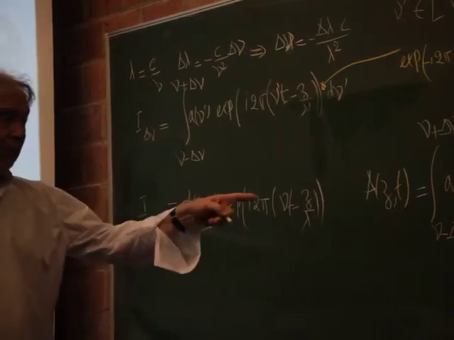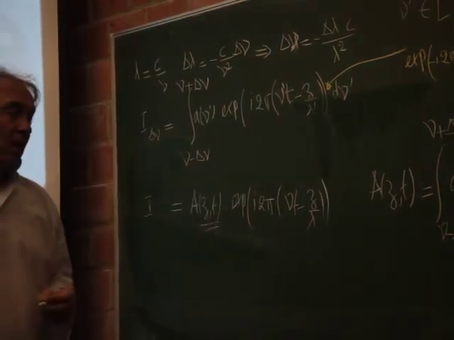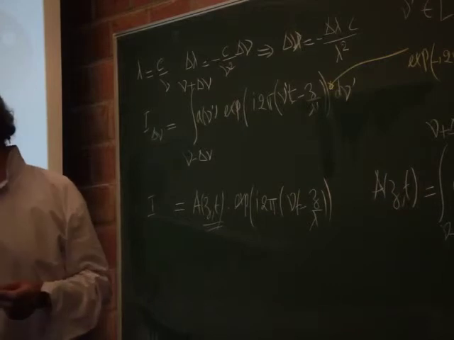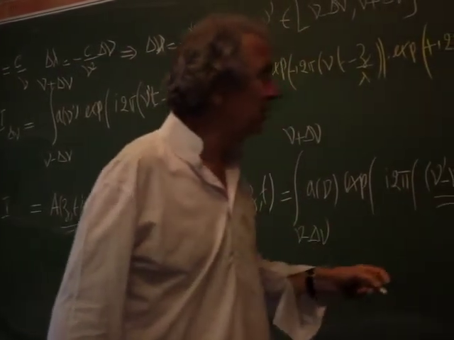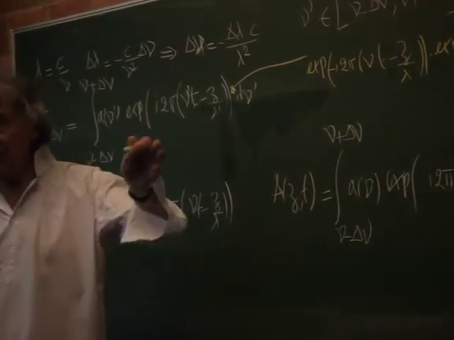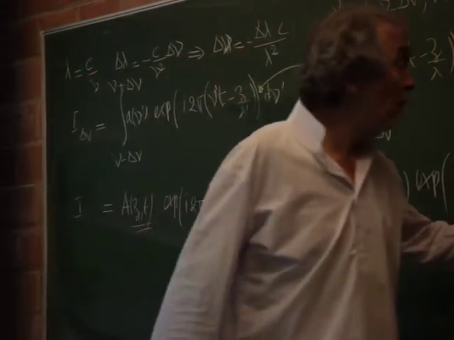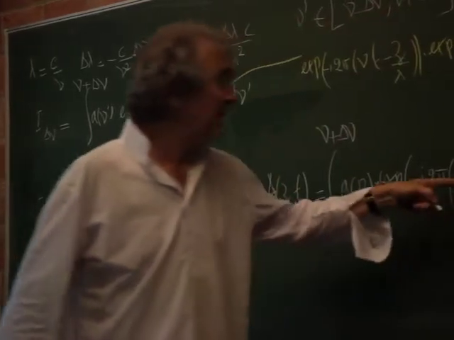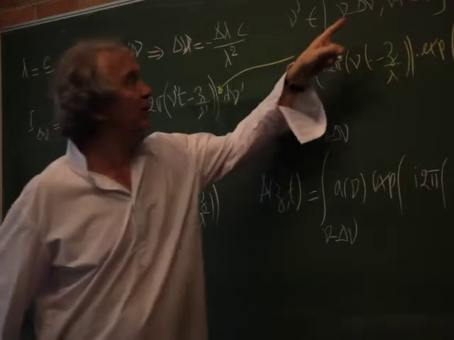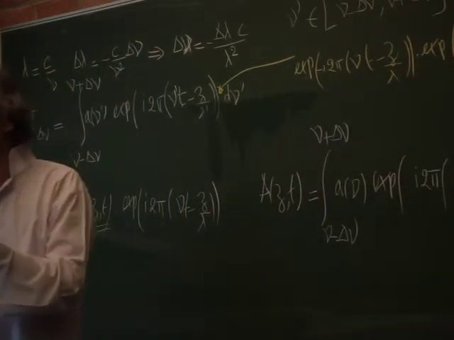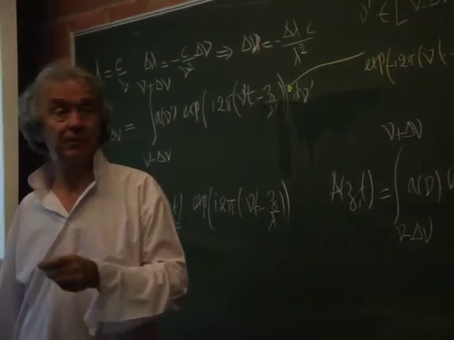And now it will be modulated with a much lower frequency. Because the frequency of modulation, or on the space scale, I would say the wavelength of modulation, is given by something like nu prime minus nu, which is of the order of delta nu. So this is a much narrower frequency range.